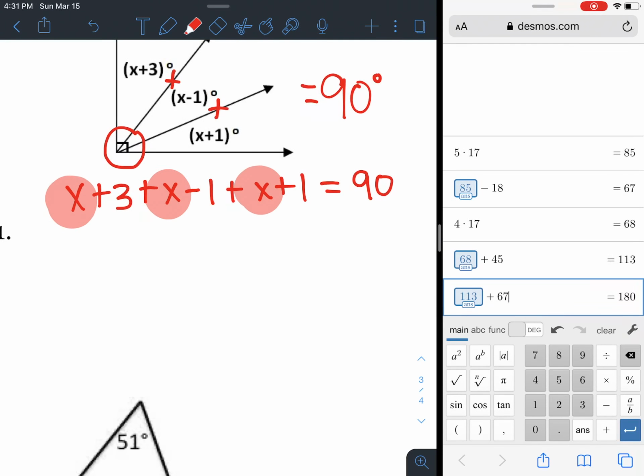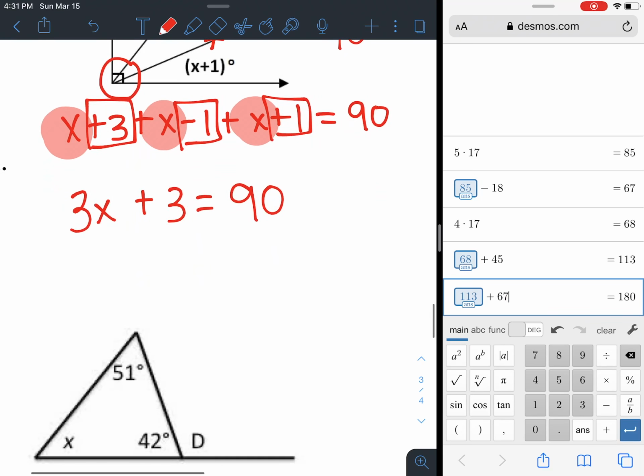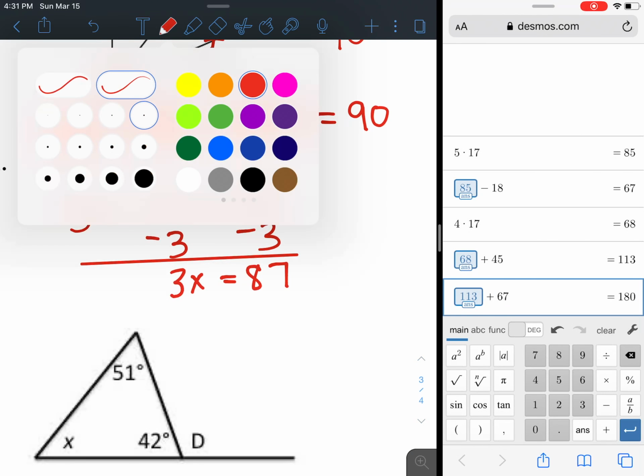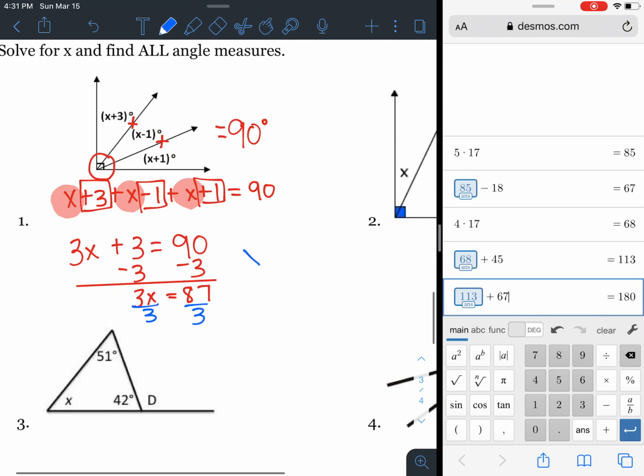Combine like terms. 1, 2, 3 x's. And then 3 minus 1 gives me 2, plus 1 is back to 3. Subtract 3 on both sides. 3x equals 87. Last step, divide by 3. So x is 29. Again, we're not done.